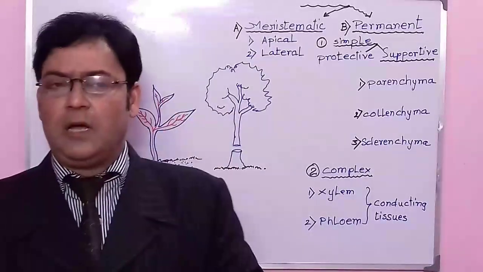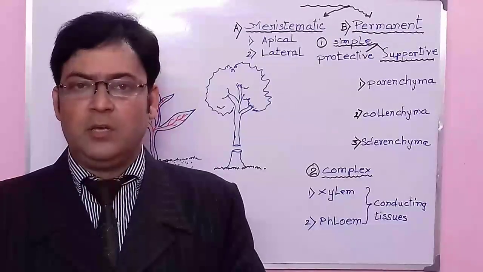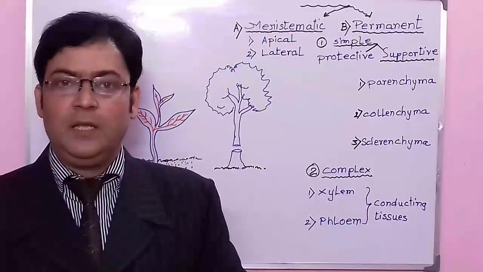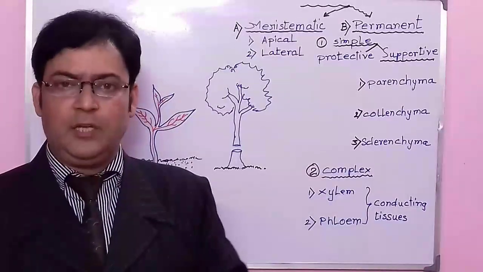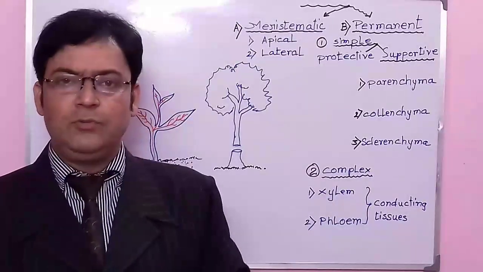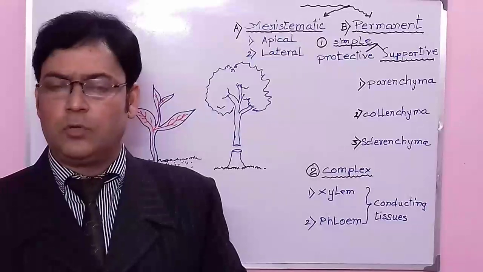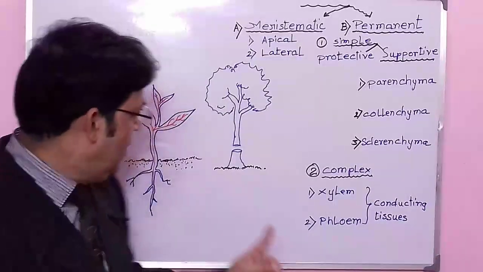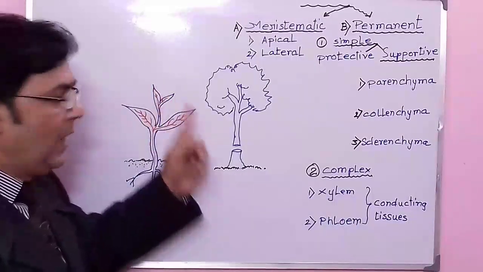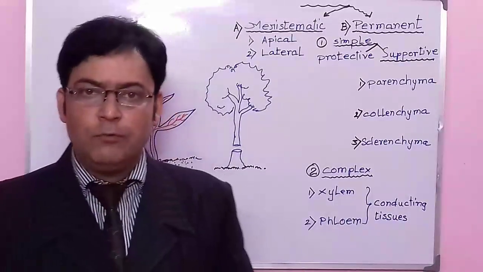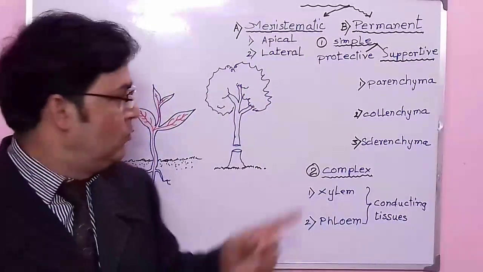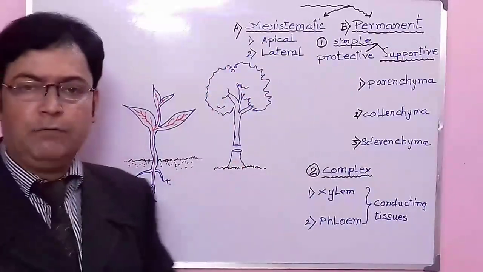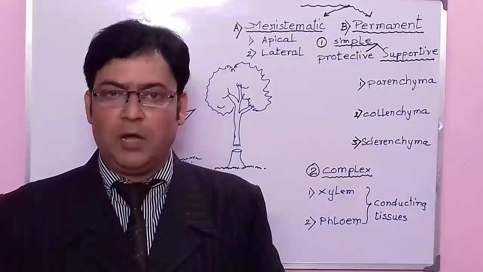Now let us understand complex permanent tissues. Here, what they do is conduct. That's why they are called conducting tissues or vascular tissues. What do they conduct? They conduct water up the plant and also transport food that is manufactured in the leaves to the various parts of the plant.